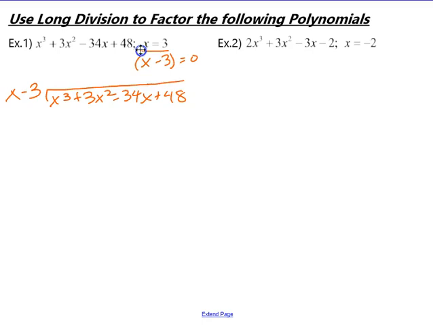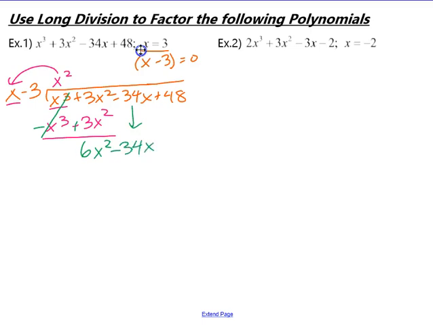Then let's go ahead and walk through the process. We have x cubed divided by x is going to give us x squared, and then we're going to multiply x cubed minus 3x squared. And then let's subtract. This cancels, and we have 6x squared. Bring down the next term.